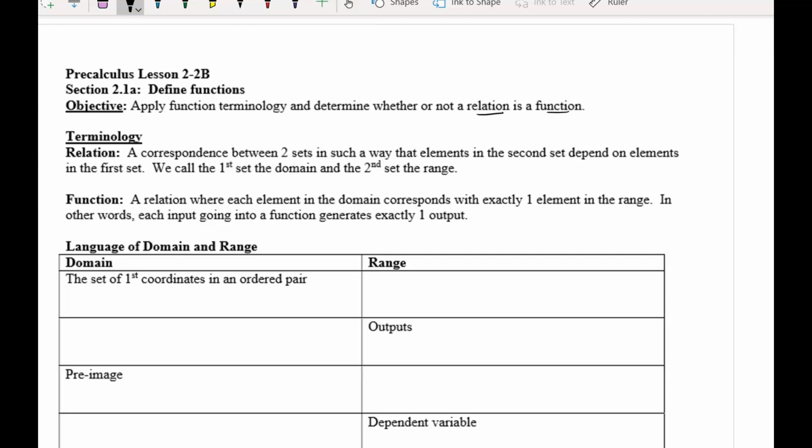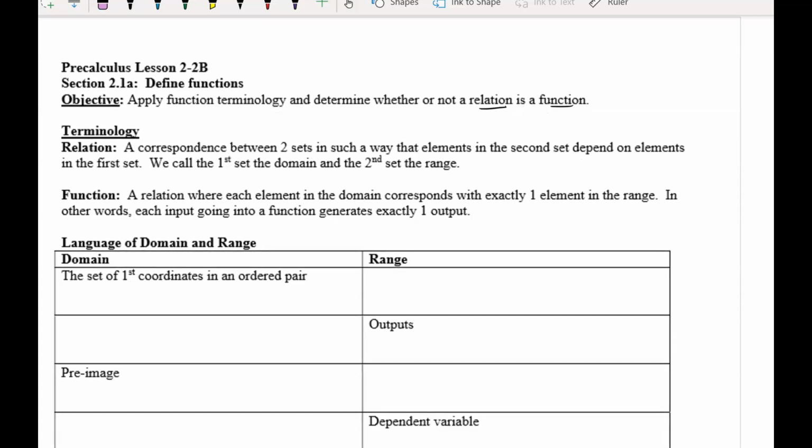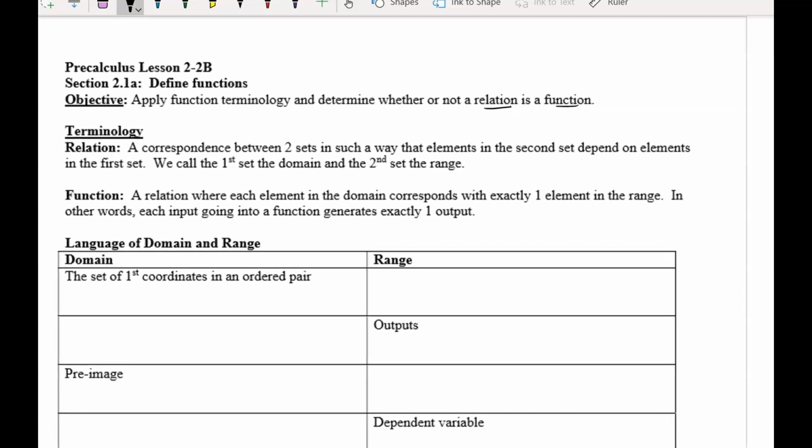Okay, so let's first define relation and function. We've got our two definitions right here. Both of them have to do with sets and a connection between elements from one set to the other. In both, order matters, so something in the first set, which we call the domain, will lead to something in the second set by whatever mechanism the function has to offer.